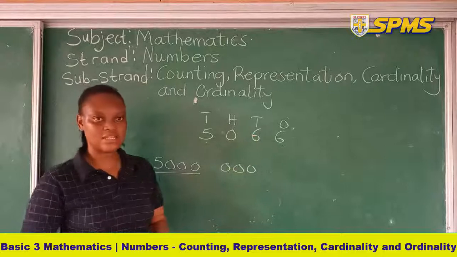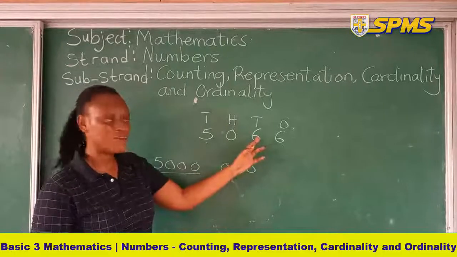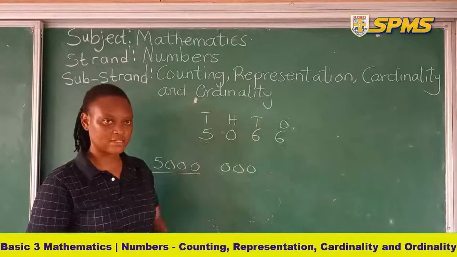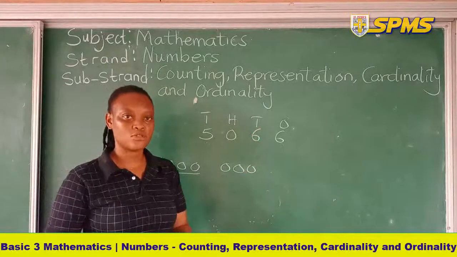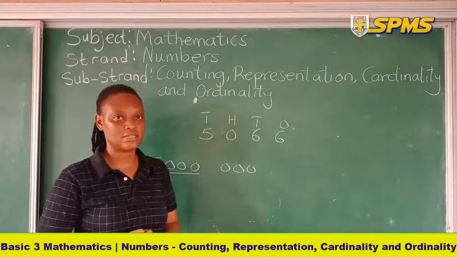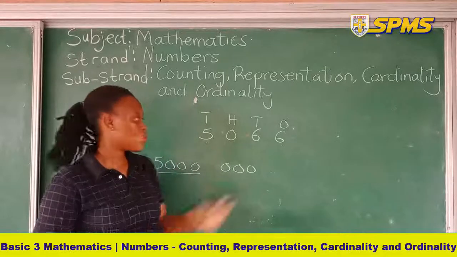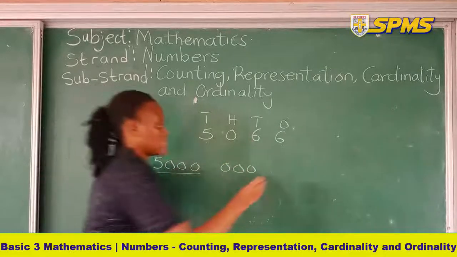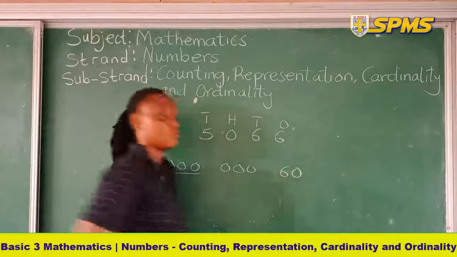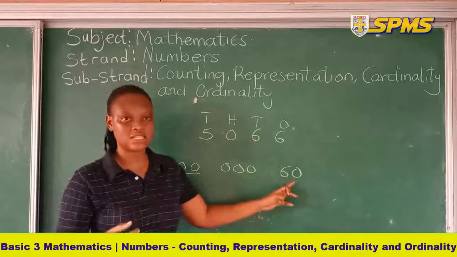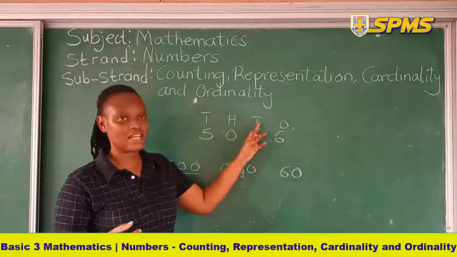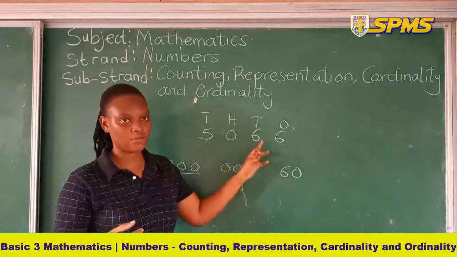Now we have the tens. What is the value of this 6 under the tens? The tens are made up of what? 2 digits. So the 6 becomes what? 60. Therefore, the worth of this 6 is what? 60. And it's under the tens column.